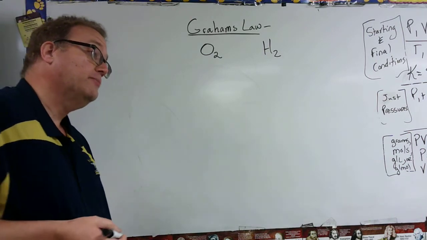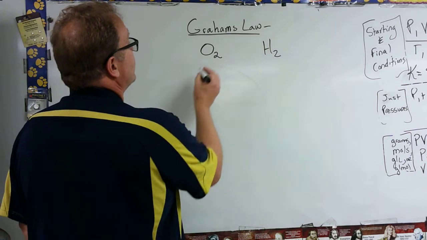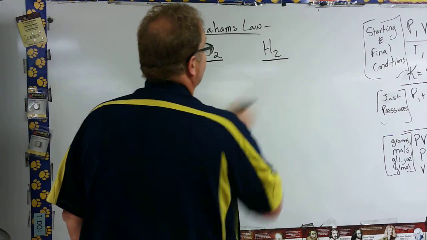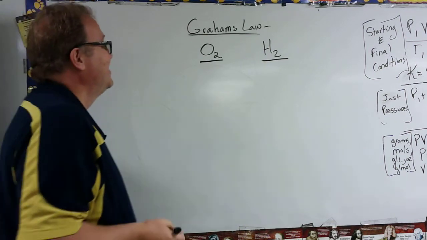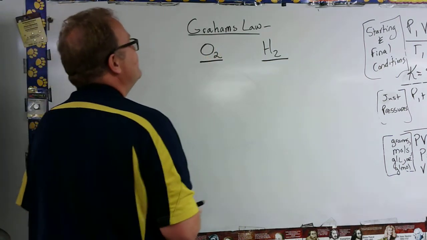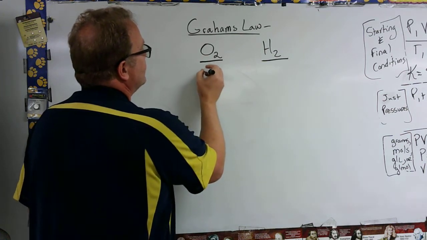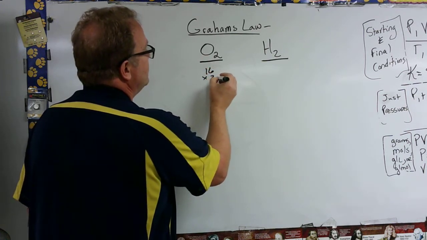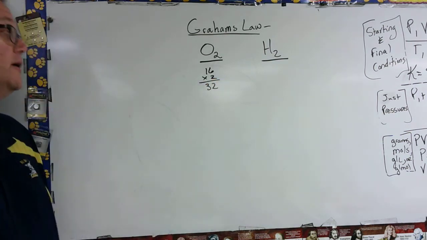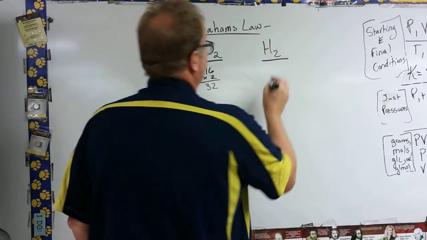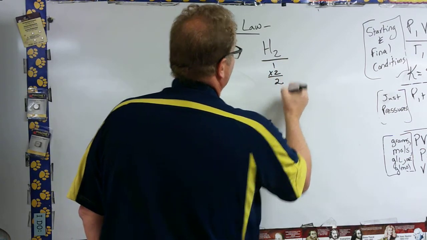But how many times slower or how many times faster? Well, first of all, you have to take care of the masses on those two gases. Masses, gases, grams. So we're going to go with this, which is 16 times 2, which is 32 grams per mole. And then we're going to have hydrogen, which is going to be 1 times 2, which is going to be 2.